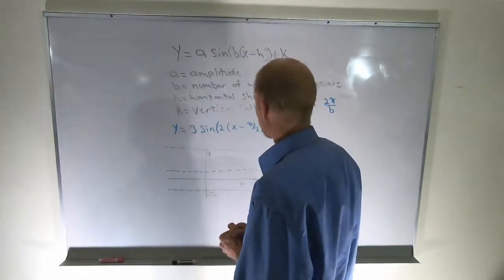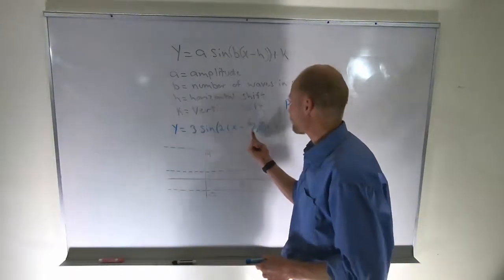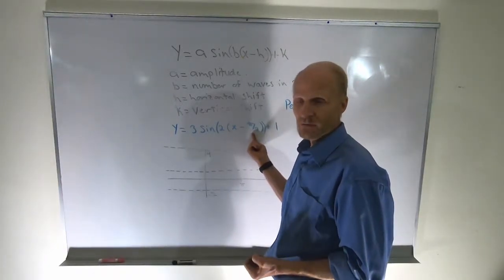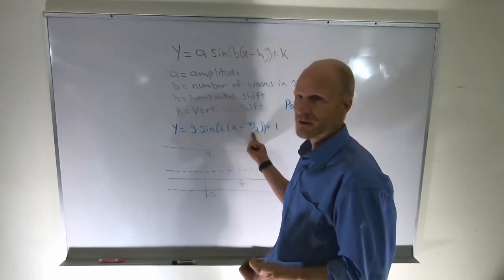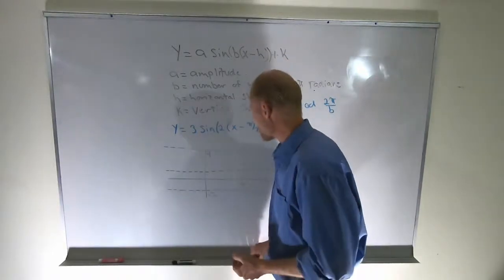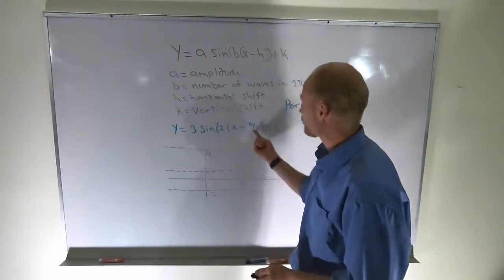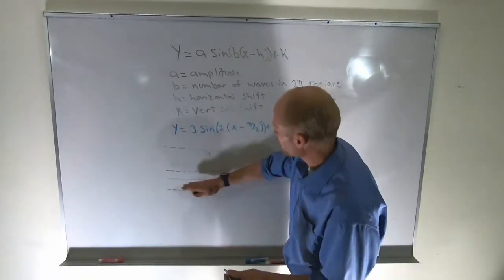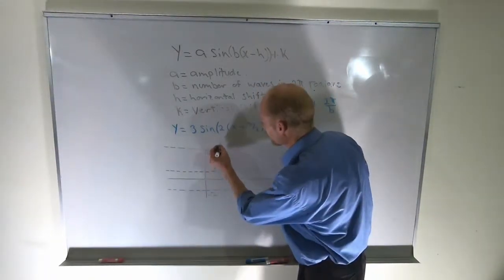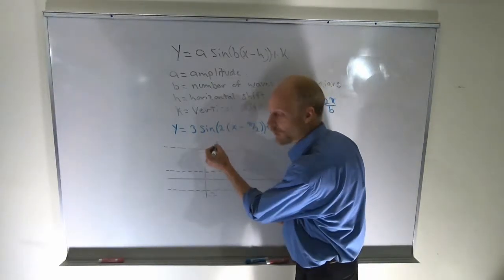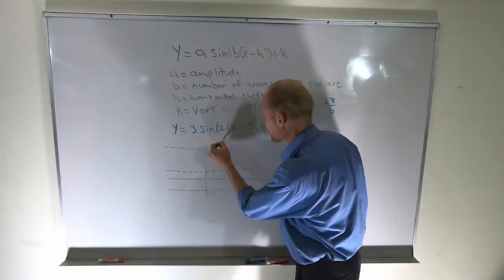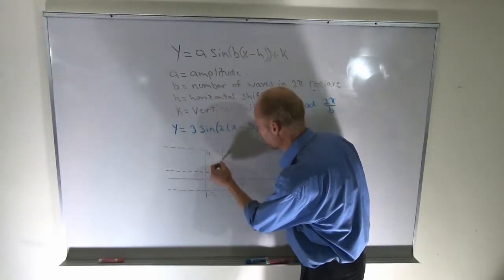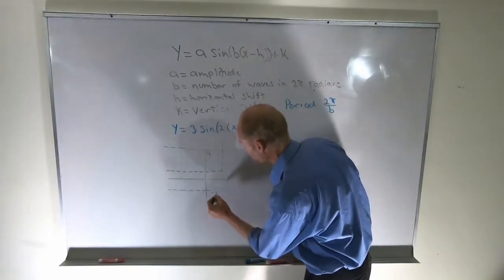Continuing on, I see that it shifted pi halves units forward. Remember, it's always the opposite of what you see in parentheses. So this has a shift of pi halves units forward. To accommodate that, I've got my center line here, but I'm also going to do an imaginary y-axis at pi halves. Just going to shift the whole thing pi halves units forward.